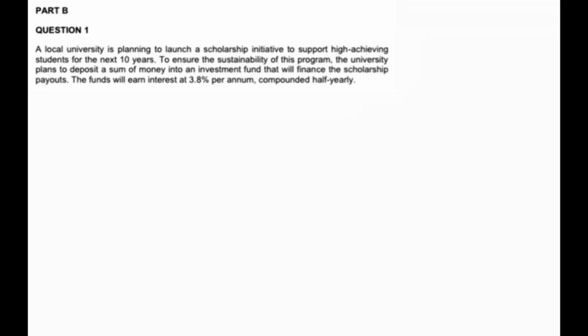Hi, my name is MAT112B. I'm from JBA1111B, Group 2. I would like to explain about question 1, part B, set A. Let's go. This is chapter 4, which is annuity.